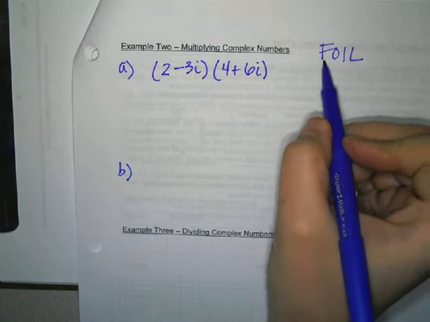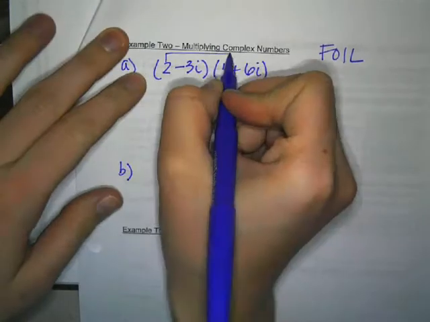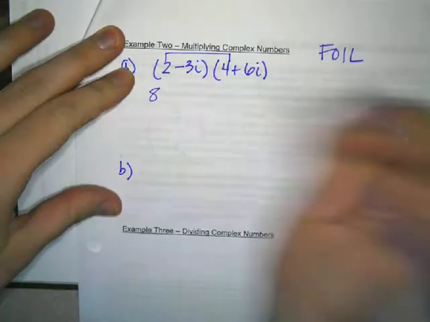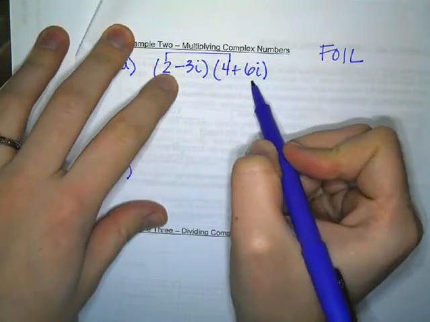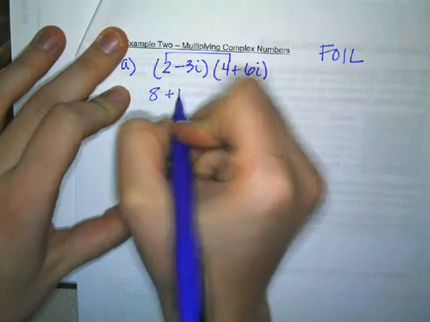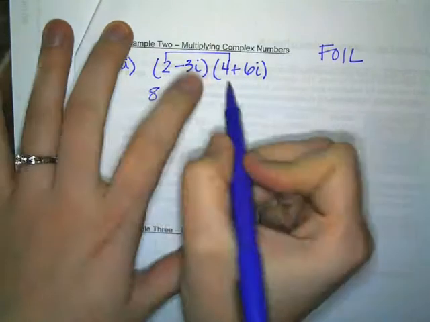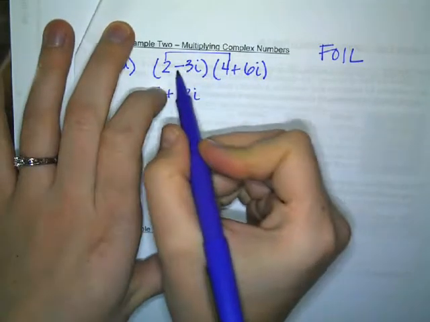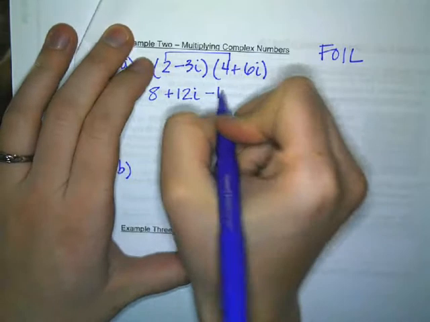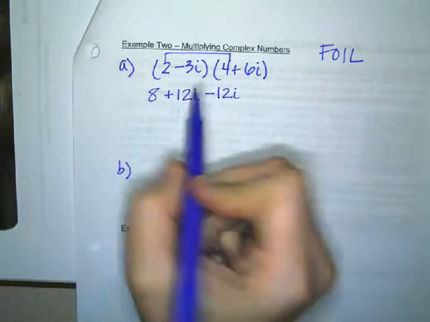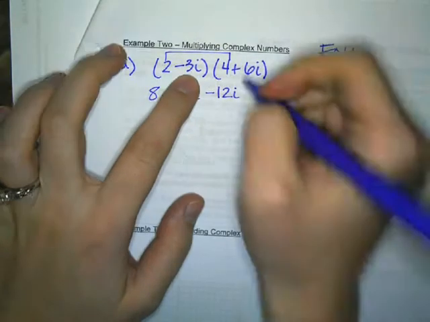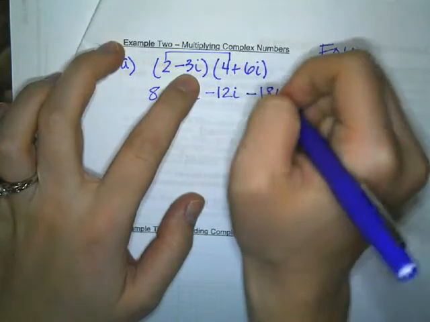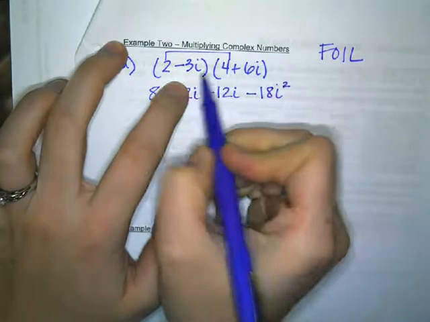F stands for first term, so we multiply 2 and 4 together to get 8. O stands for outer. So the outside terms are 2 and 6i. Multiplying those together gets me 12i. Inner terms, negative 3 times 4 gives me negative 12i. Last terms, negative 3i times 6i gives me negative 18i squared because I have two i's there.